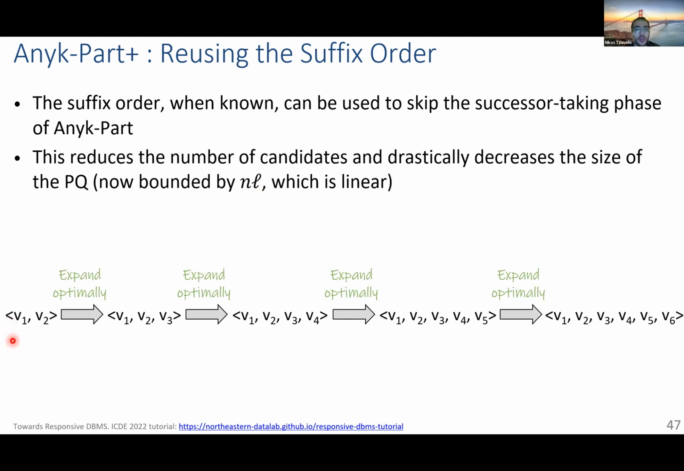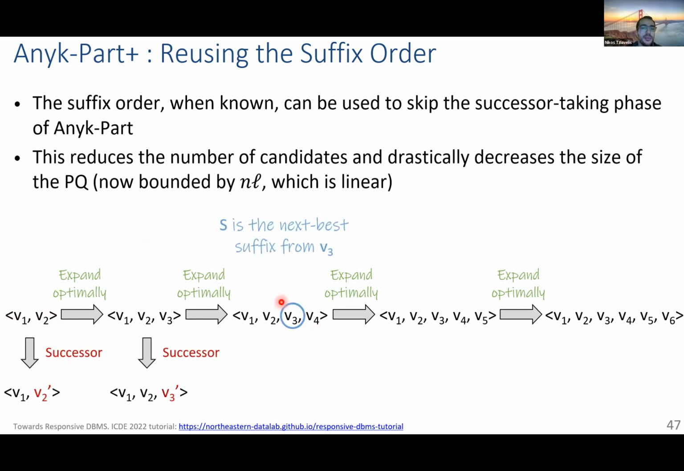So here's how it works. Let's say we pop this v1, v2 at some iteration. As we said before, we expand it optimally, and we start taking successors as before. But let's say at some point at v3 here, we look up our sorted lists, and we find that we know the next best suffix from this node v3, and let's say this is s. So what do we do? We skip the successors for all this part, and we just push to the priority queue the prefix v1 to v3 together with this suffix s.